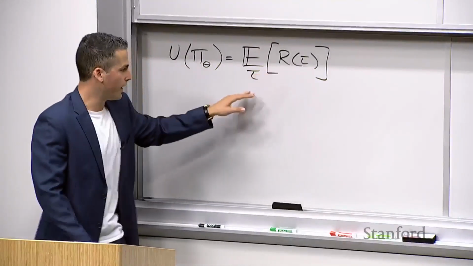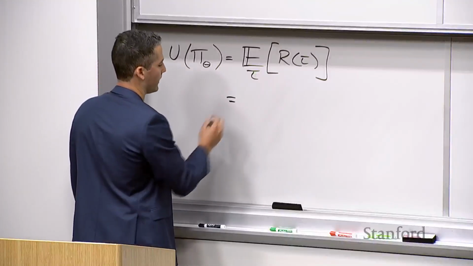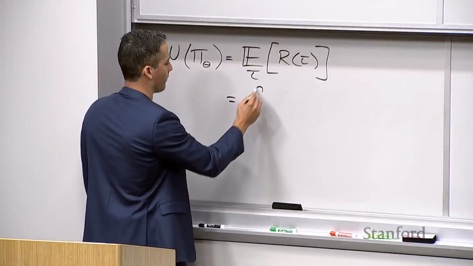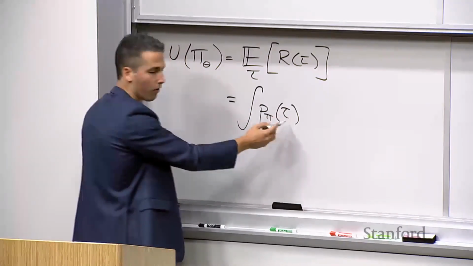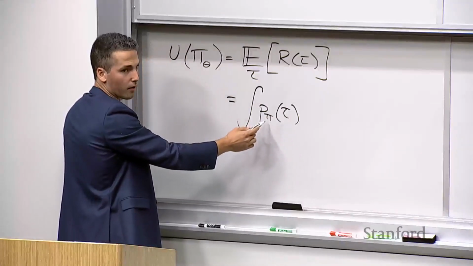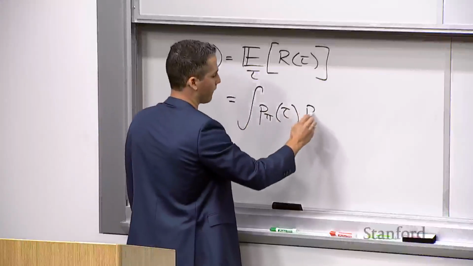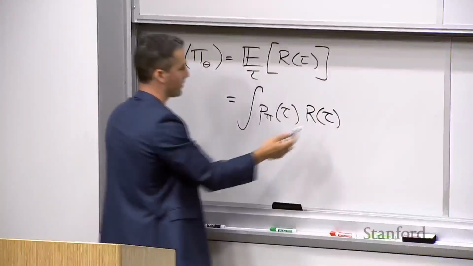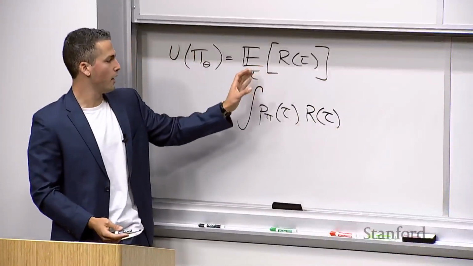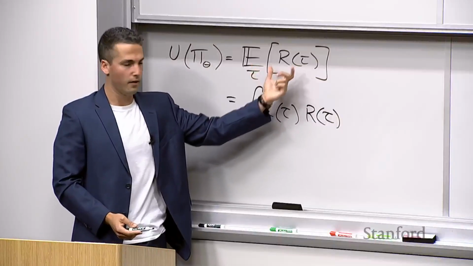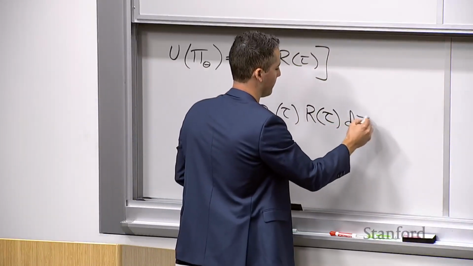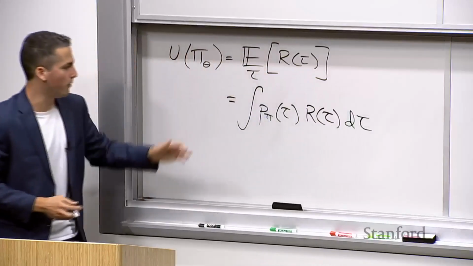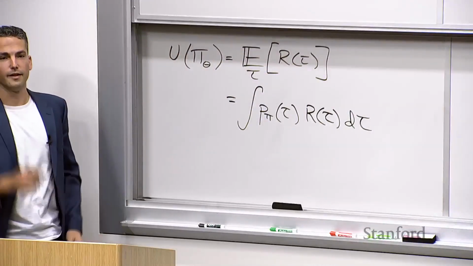So from the definition of expectations, we can write this out in an integral form where we have the probability of that trajectory occurring when following our particular policy. And then just from the definition of expectation, it's times the reward. Expectation is the probability of this term times the term, and then we just integrate that. That's the expectation.